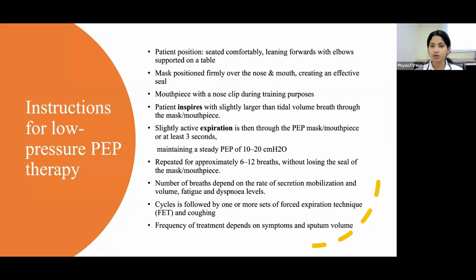Okay. So as we saw, what would be your instructions for a low PEP therapy? So the patient needs to be seated comfortably and moving forward onto a table or any surface in front of them so that they are taking the support of their elbows. Next, in case of using a mask, as we saw, you have to secure it with your hands, okay? Or if you're holding a mouthpiece, you can hold it in your fingers and hold it near your mouth.